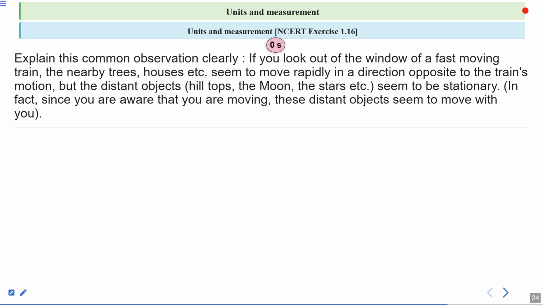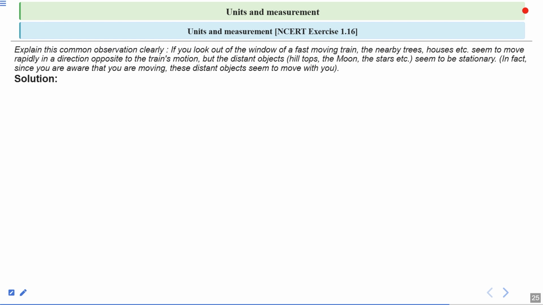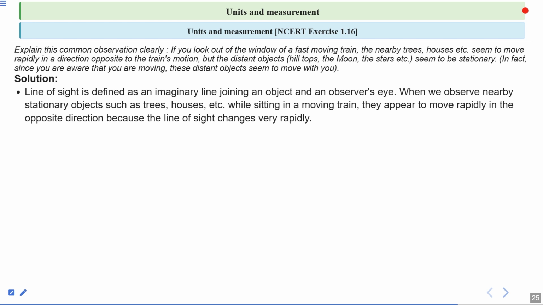Okay, so the reason is the parallax. If you make a line, this is our solution.